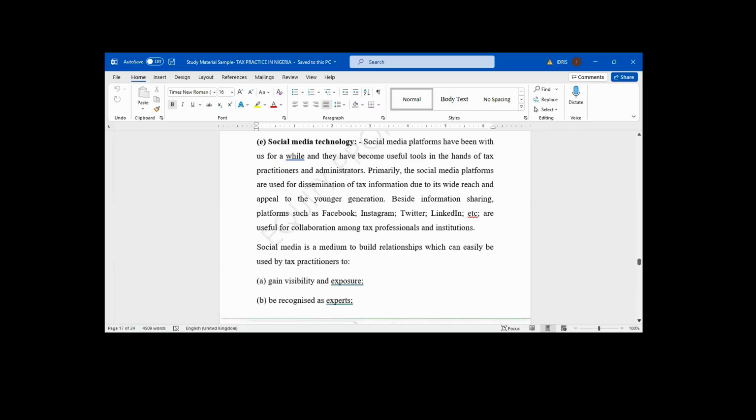At the end of the day, so many people, by seeing that information regularly, they would like to say, Oga, please, we need your service. Come and help us file tax return. Come and help us register for tax. Come and help us attend to this. You understand? I will get more clients from social media.